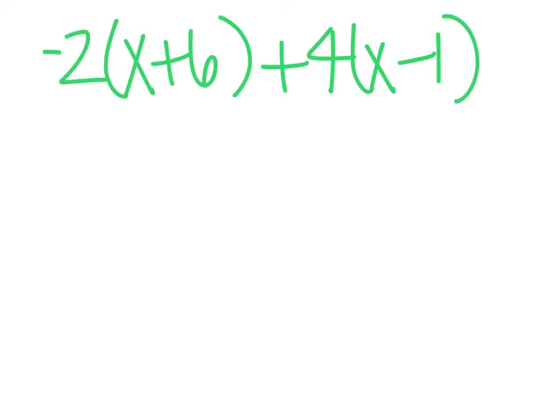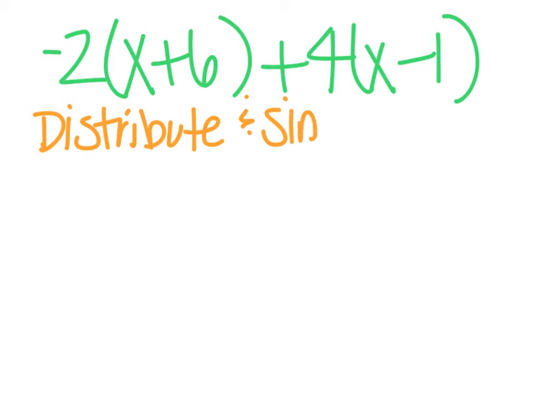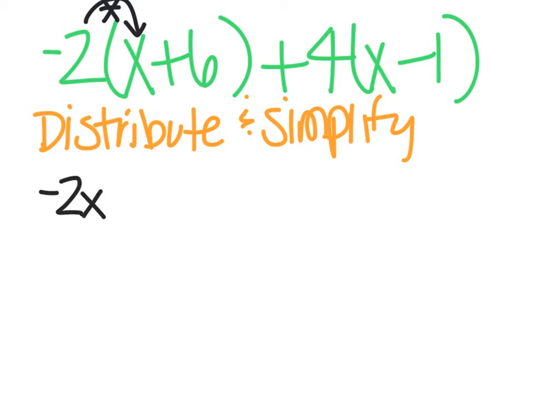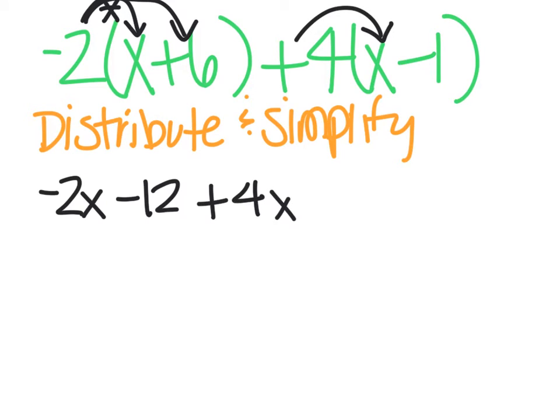For this problem, we are going to distribute and combine like terms, or distribute and simplify. So the first thing I'm going to do is distribute this negative 2. Remember, distribute means I am multiplying. So negative 2 times x is negative 2x. Negative 2 times 6 is negative 12. Positive 4 times x is positive 4x. And positive 4 times negative 1 is negative 4.